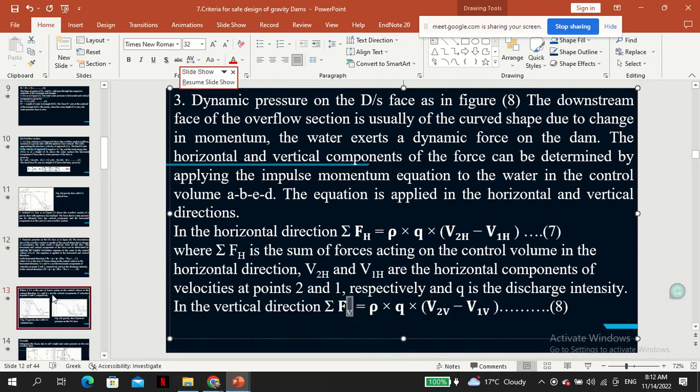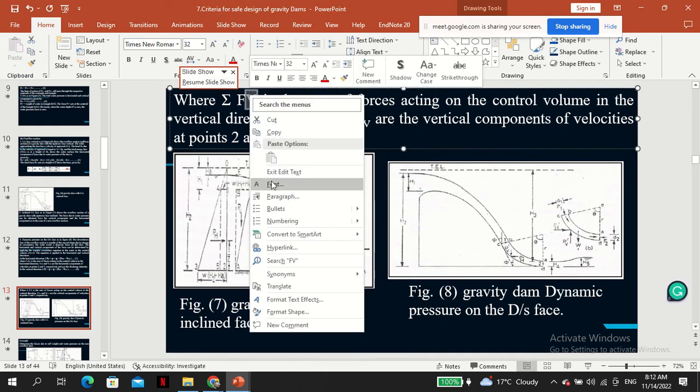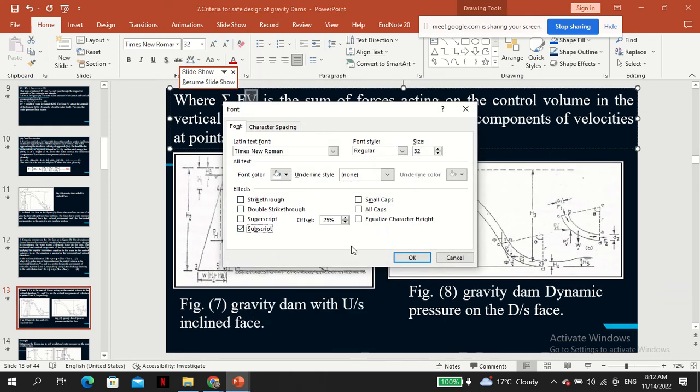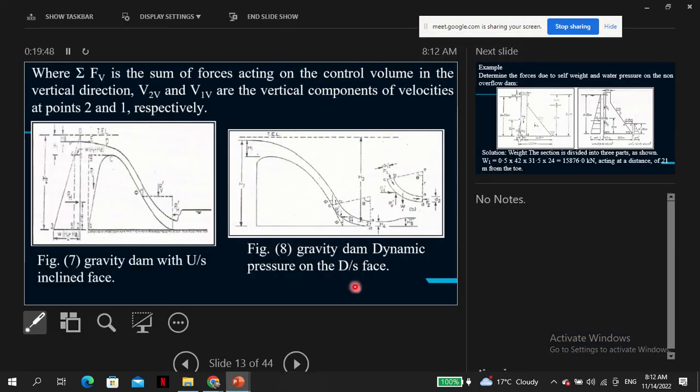Again, some issue with the notation. So this is the sum of the forces acting on the control volume in the vertical direction. V2 and V1, of course with subscripts, are the vertical components of velocity at sections 2 and 1, respectively.